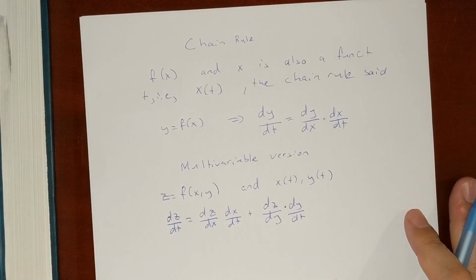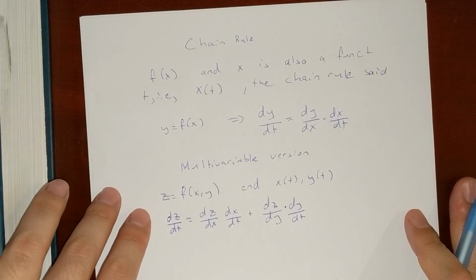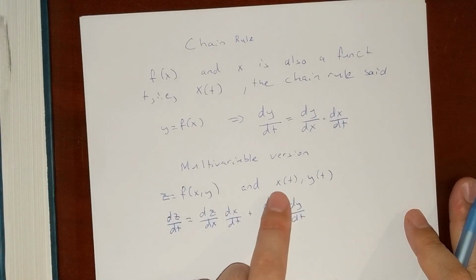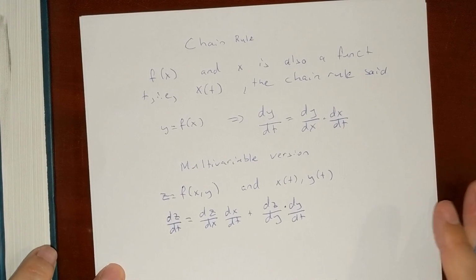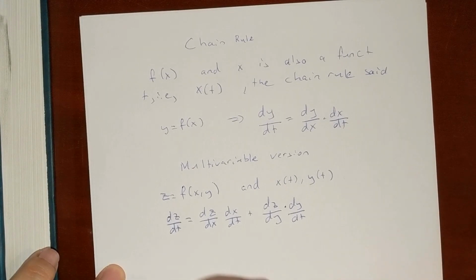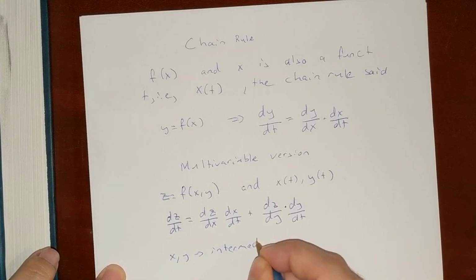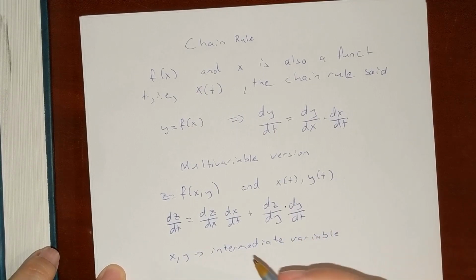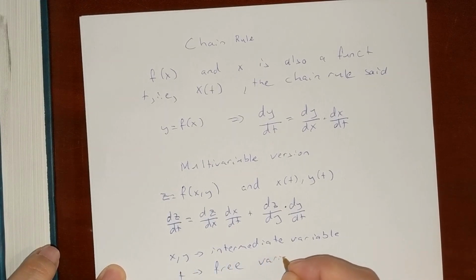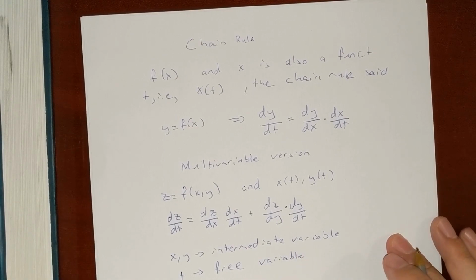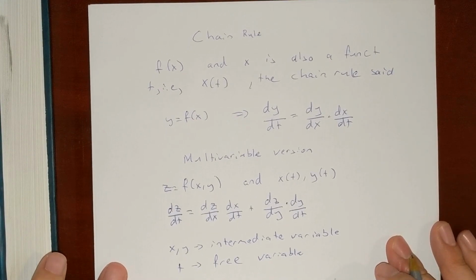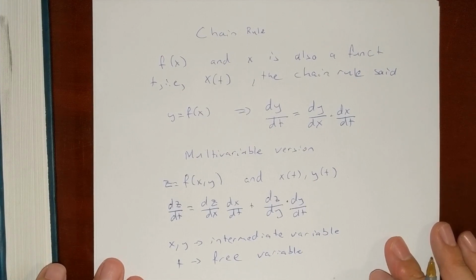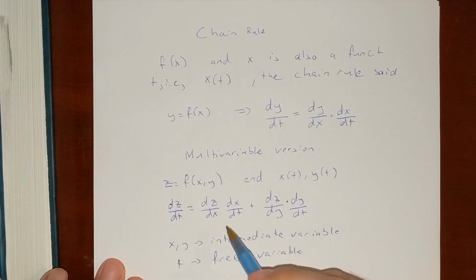So we have almost the same thing here, but z is a function of x and y, and x and y are both a function of a third variable t. We're going to call these guys the intermediate variables. X and y are the intermediate variables. So z looks like a function of x and y, but it really isn't. t is the free variable. It's actually a function of t. I'll show some examples of how this might be useful later on. Let's move on and think about how this applies.